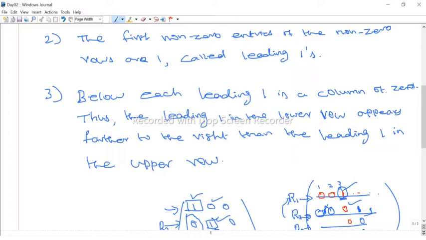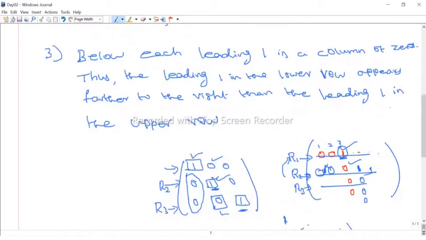Now the third point is, below each leading entry should be 0. The column elements below the leading entry should be 0, and the leading one in the lower row should appear farther to the right than the leading one above. Suppose the first row has its leading 1 here; the second row cannot have its leading entry here.